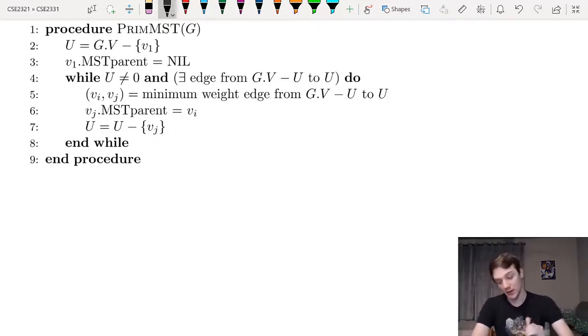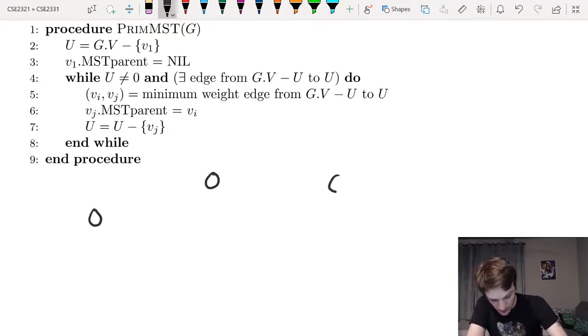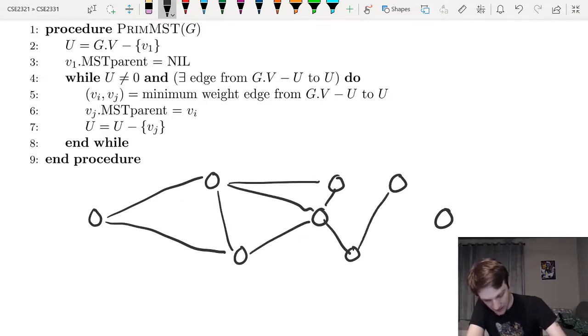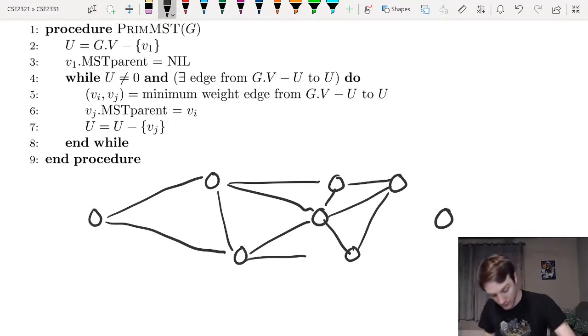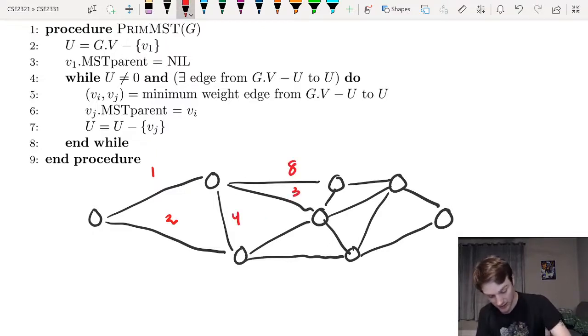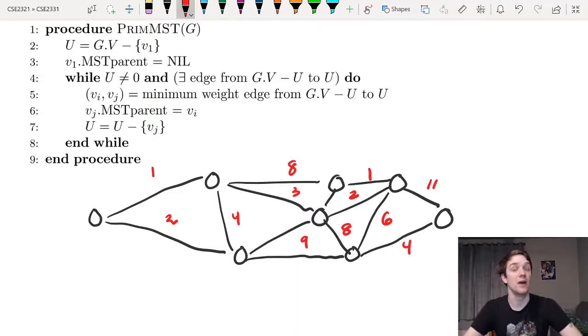What we're going to do is, given a graph, which we will draw down here, some graph with various edges and vertices, and some weights on those edges: 1, 2, 4, 4, 8, 3, 9, 8, 2, 1, 6, 11, and 4. We have some graph with various weights associated with the edges.